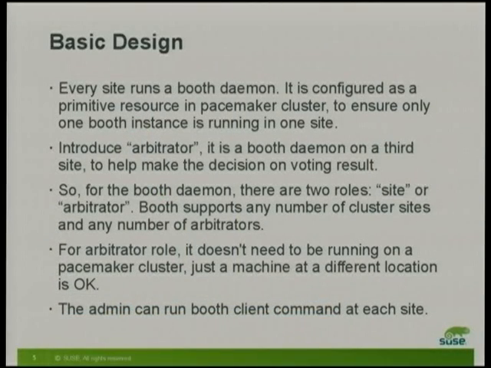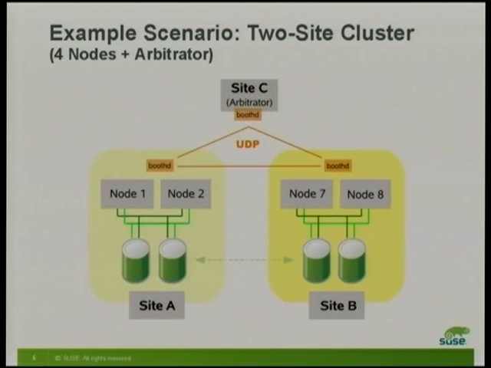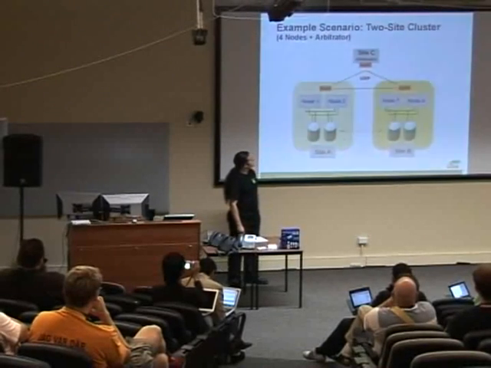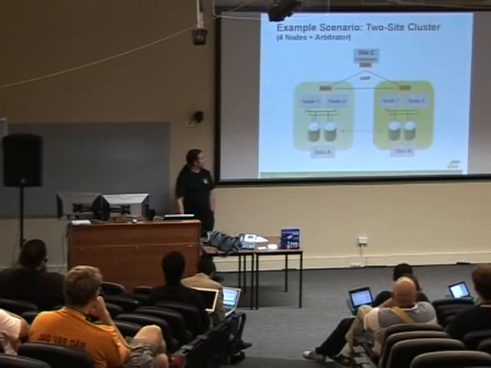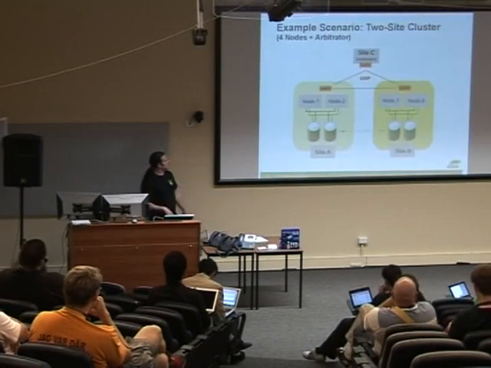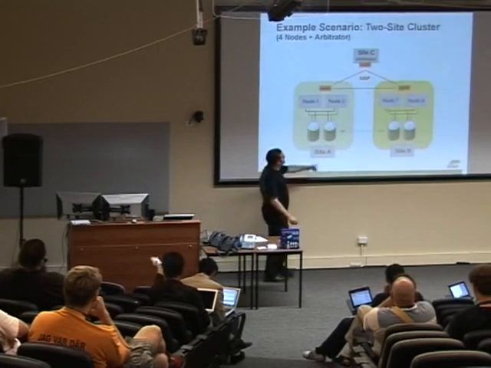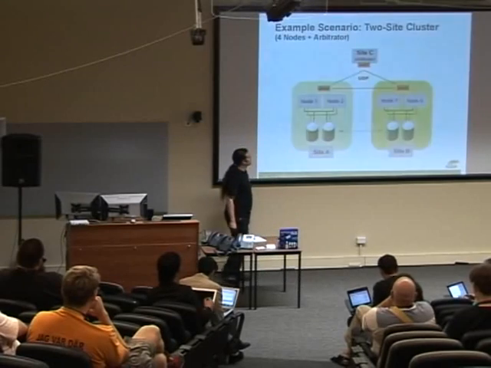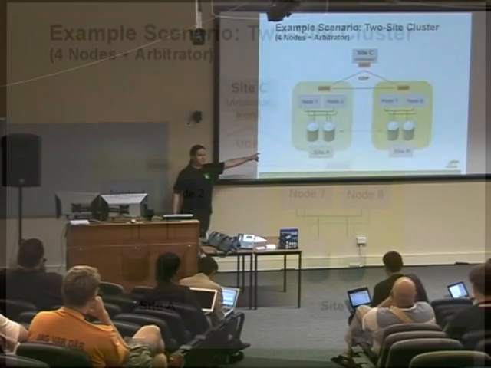And there's a booth client command that you can run on any site or on the arbitrator system to say, please grant a ticket to this site, and then those resources will come up, or please revoke a ticket. Here's a picture, which more or less shows what I said on the last slide. Two sites, booth running at each one, a third arbitrator. If you had three real clusters, you wouldn't need the arbitrator. This dotted storage line here, that's the thing that I mentioned was somebody else's problem earlier.